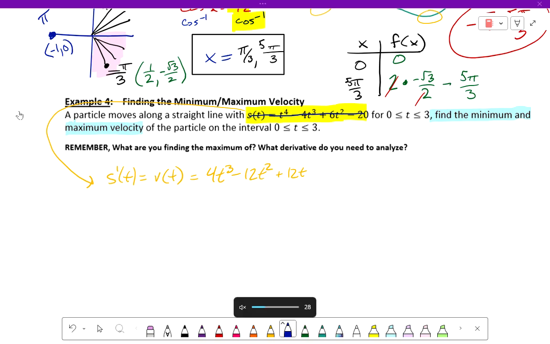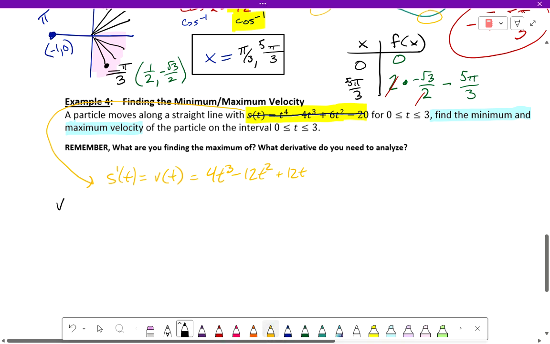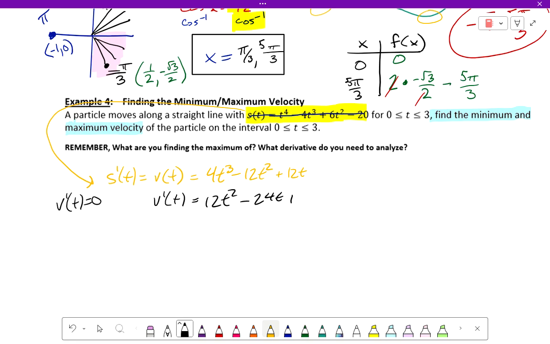Go. Look at this thing. We're looking at the derivative. Our job is to figure out when v prime of t is equal to 0. So if this is our free response question, I'd want to write that down because it gets me a free point. V prime of t is equal to 0. We're going to now find v prime of t. It's 12t squared minus 24t plus 12. I want to know when that's equal to 0. Now what?